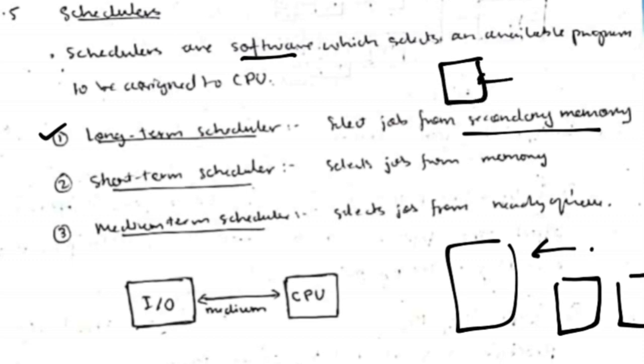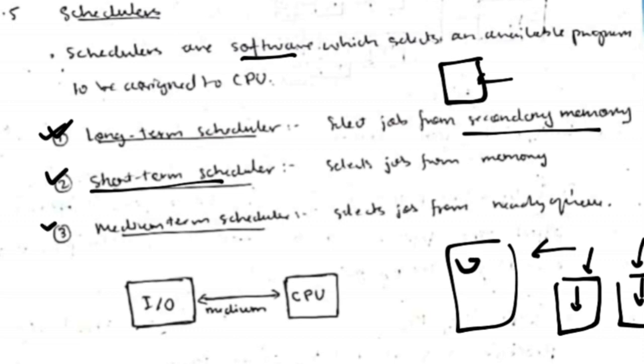So if the CPU has a large amount of time and the resources available, it can use the long term scheduler job. The second one is the short term scheduler. In this case, the resources available are very less and the time is also very less. At that time, short tasks can be executed by using the short term scheduler.